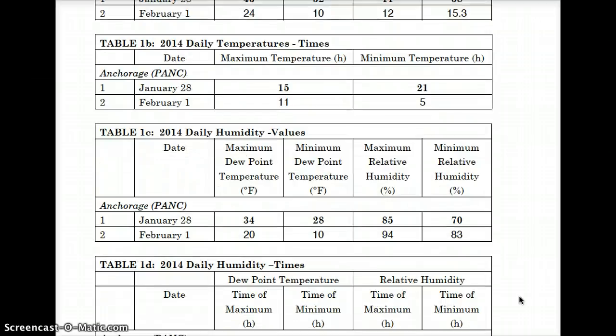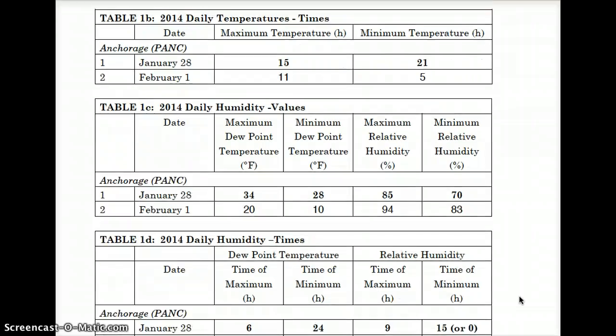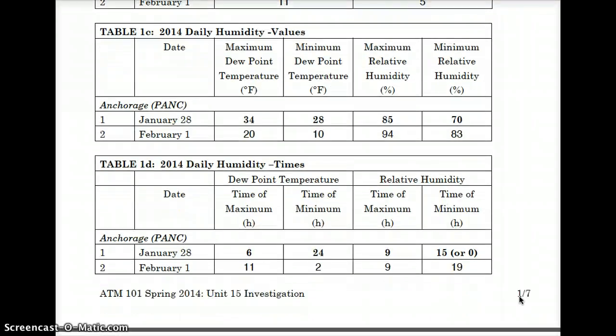For Table 1B, on February 1st, the max temperature was 11 and the min temperature was 5. On Table 1C, on February 1st, the maximum dew point temperature was 20 degrees Fahrenheit, the minimum dew point temperature was 10 degrees Fahrenheit, the maximum relative humidity was 94%, the minimum relative humidity was 83%.